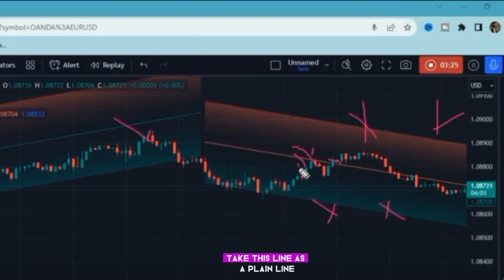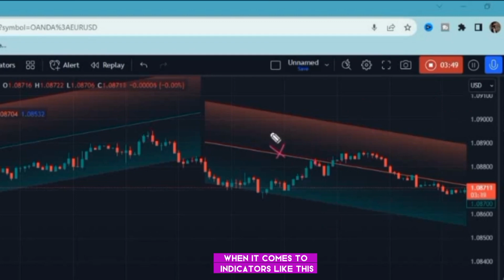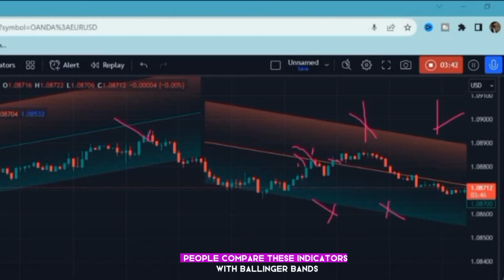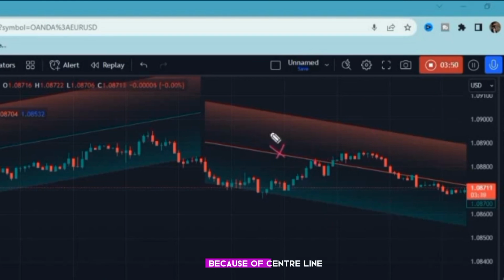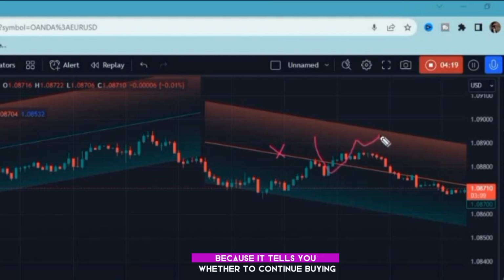Take this line as a plain line, not looking at different colors, just paying attention to the line. Ignore the blue color, white color, I don't know what, ignore all of them. I just want you guys to pay attention whenever it comes to a center line. You will forever see a center line when it comes to indicators like this. You know, some people compare these indicators with Bollinger Bands because of the center line, which is okay, but the center line is exactly what really runs this kind of indicator. How does it control? Because it tells you whether to continue buying, or rather whether to continue selling.